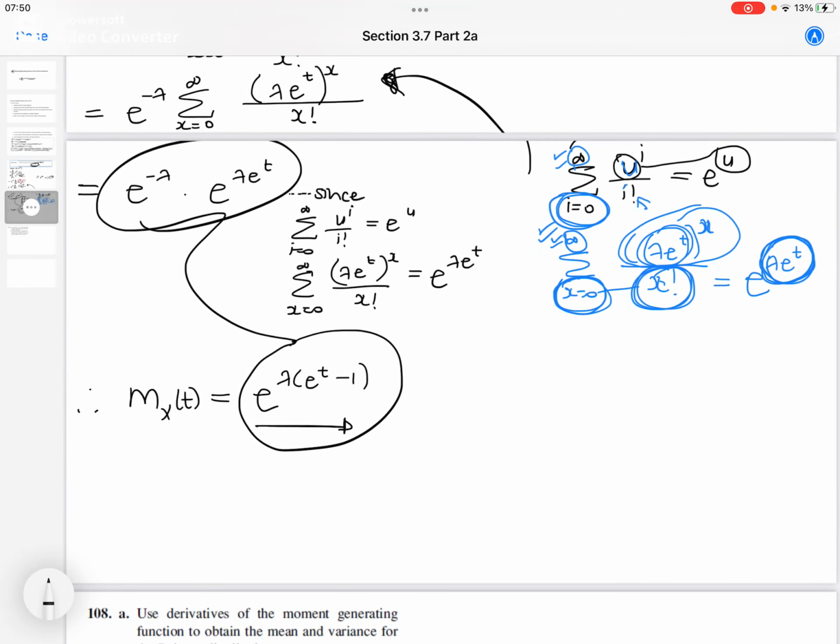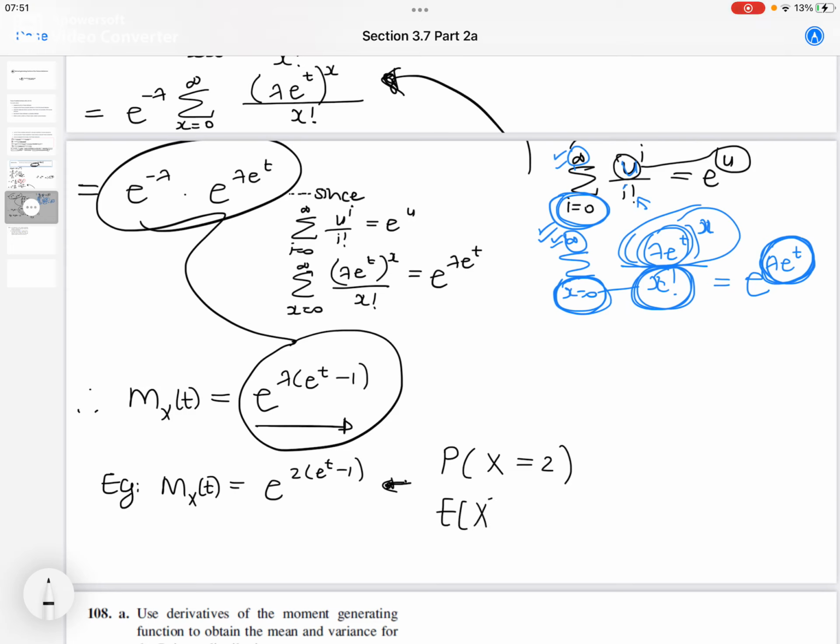So, for example, let's say the moment generating function of a random variable X is given as e to the power 2(e^t minus 1). And then from this moment generating function, if you're just given the moment generating function, we could ask you to calculate the probability that X is equal to 2.